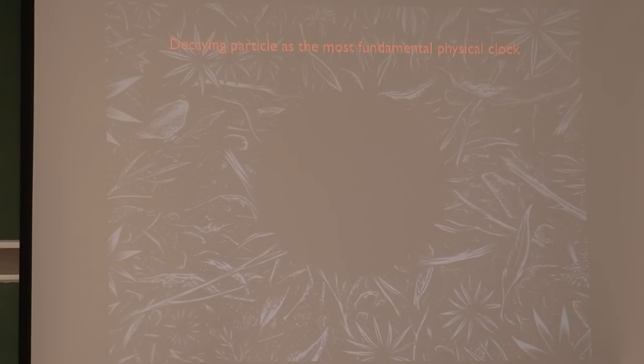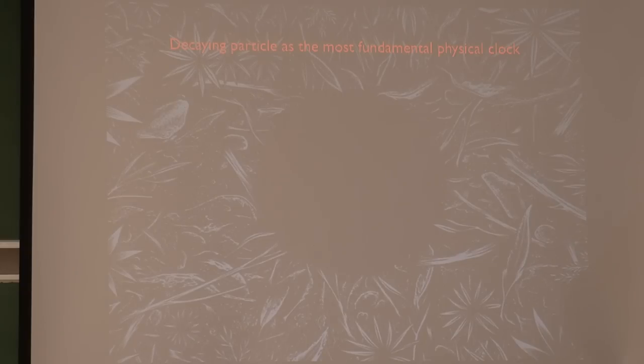You can leave the talk if you want, because basically you'll be able to understand why no ideal clocks are possible. Suppose that we want to take a decaying particle as the most fundamental clock, that is our candidate for something that measures proper time. What does it mean to have a decaying particle? It is some sort of excitation of a quantum field that interacts with another field, and that interaction leads to a certain transition of the initial state to some other final state.